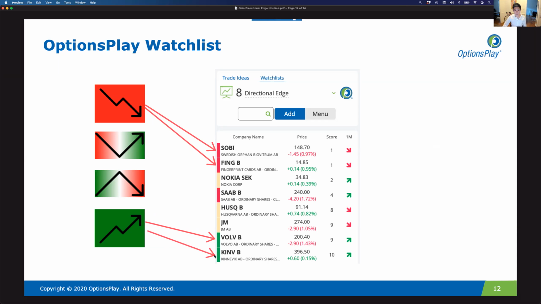Okay. Now, on the flip side, if I'm looking for bullish opportunities, Volvo and Kinnevik are the 2 stocks that I would look at that are bullish because they have scores of 9 and 10. So strong stocks, they're outperforming the broader markets. And if you look across the board, they're both green, meaning their trends are bullish.